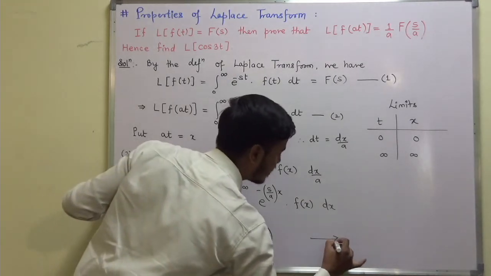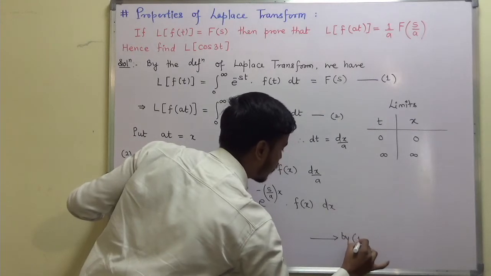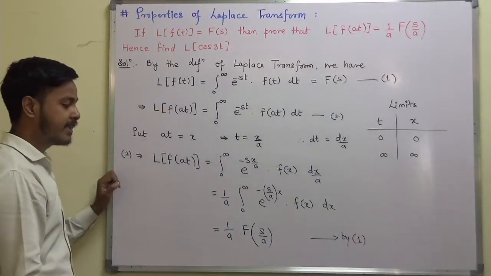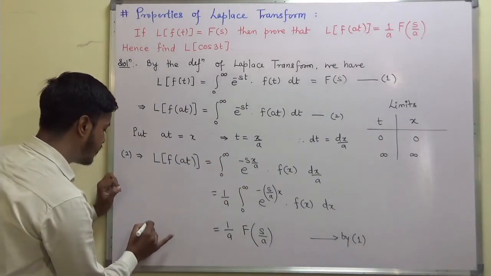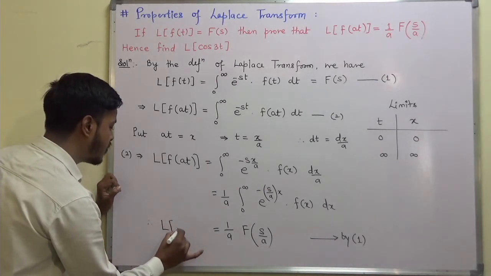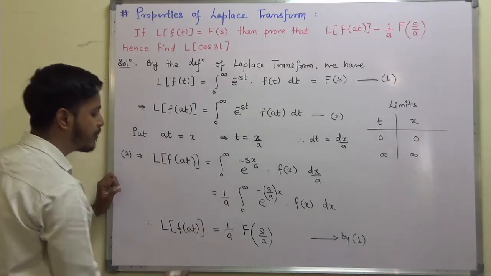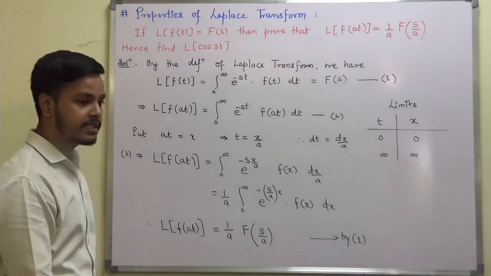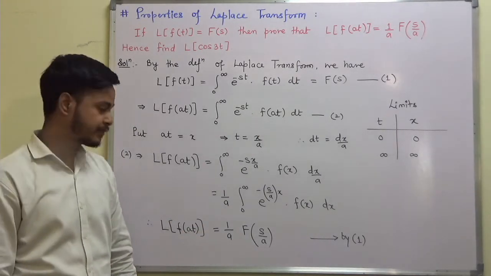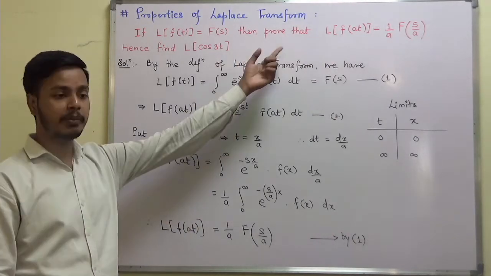From where we are writing this? By 1. Okay. Therefore, Laplace transform of f of at is 1 by a into f of s by a. Clear? So this proves the property.